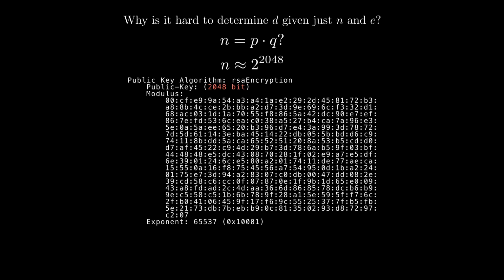Why is it hard to determine d given just n and e? Remember, n is a product of two big primes p and q. If you could factor n into p and q, you could quickly figure out d. But factoring large numbers is very difficult because you have to brute force it. Modern RSA uses n around 2048 bits in length, and so brute forcing would take a long time. You can see the use of 2048-bit encryption in the real-world example from Reddit.